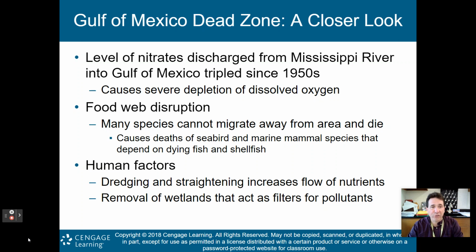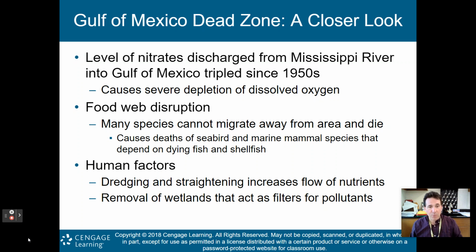It also causes a food web disruption, right? Many species cannot migrate away from the area, and therefore they die. This causes the deaths of seabirds and marine mammal species that depend on the dying fish and the shellfish, right? So obviously you have a food web disruption or a food web collapse there.